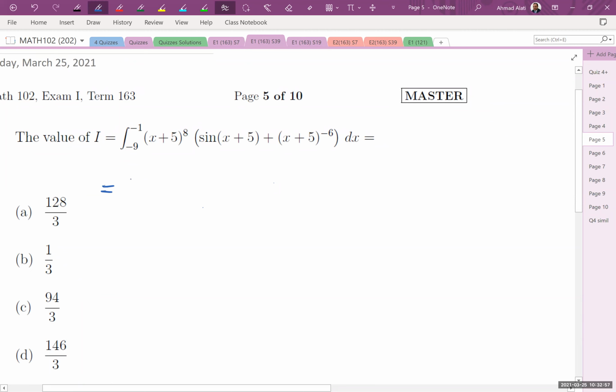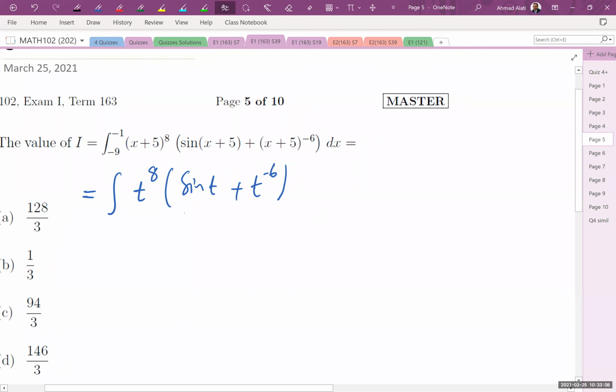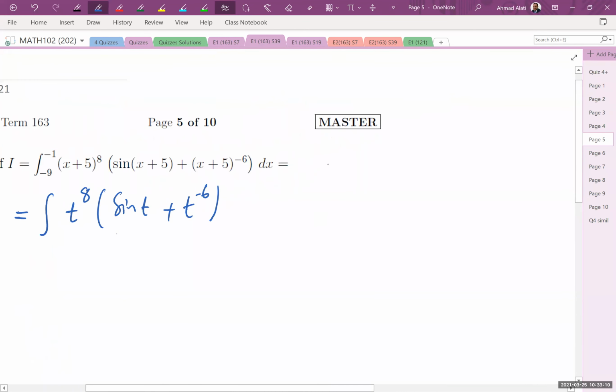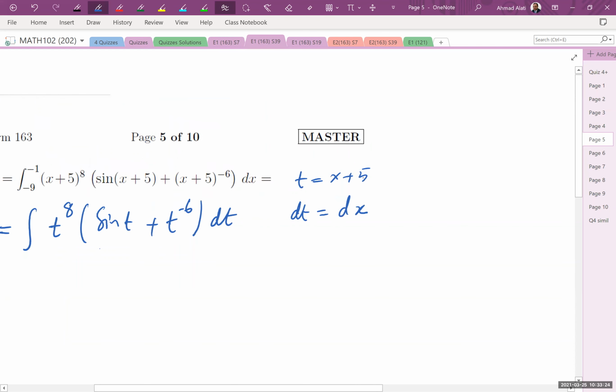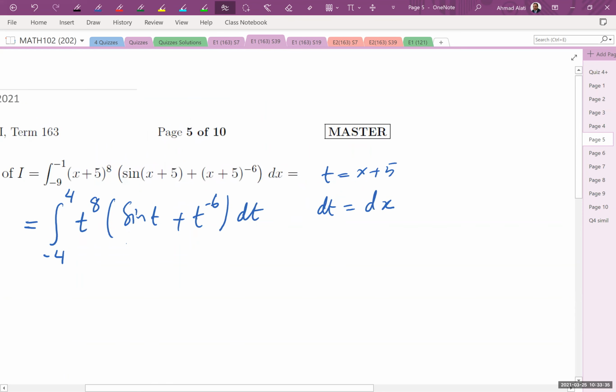So now this will be equal to the integral of t to the power 8 multiplied by sine t plus t to the power negative 6. What is t? t is x plus 5. What is dt? dt is the same as dx. Now for the limits, when x is -9, -9 plus 5 is -4. When it is -1, -1 plus 5 is 4. And we are lucky now, we have a symmetric interval.